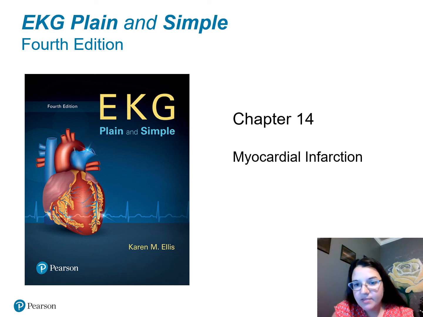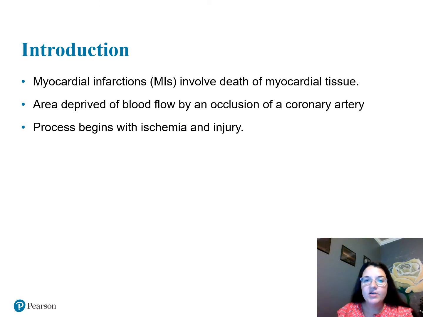Chapter 14, Myocardial Infarction, an MI, also known as a heart attack. So, MIs involve death of your myocardial tissue. Remember back in EKG 1, we talked about the three different types of tissues: epi, endo, and myo. When we have a heart attack, our tissue dies. It is the third I, infarction.